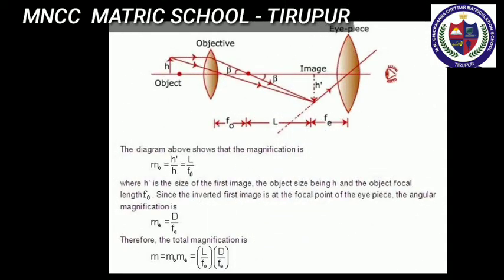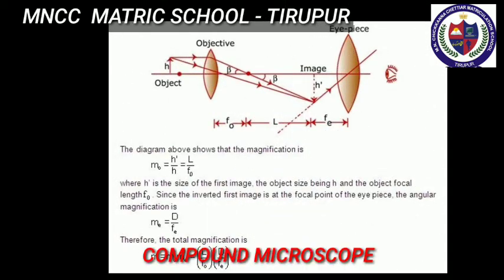Next we move to compound microscope. Compound microscope is also used to see the tiny objects. It has better magnification power than simple microscope. Next we see about the construction of compound microscope.